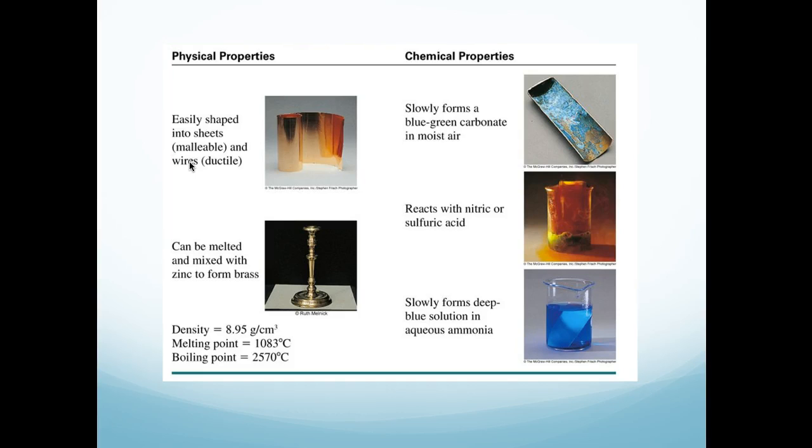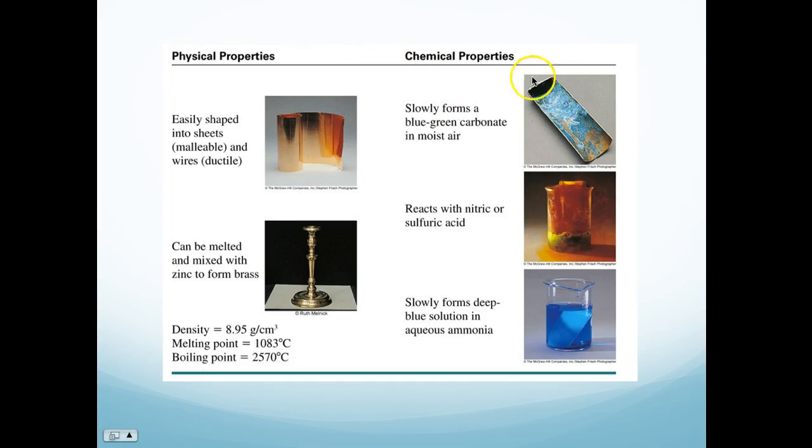It hasn't actually changed. Or something like brass, where it can be melted and it changes forms, but the substance itself is not changing. So some common examples are going to be density, melting point, or boiling point. These are going to be physical properties. I don't actually have to change what the substance is to demonstrate that property.